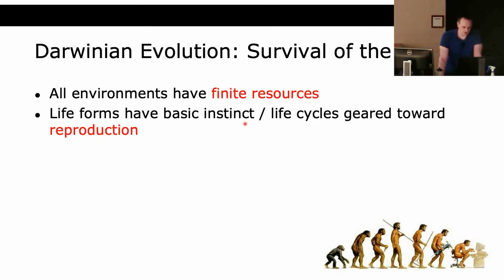All life forms have some basic instinct or a life cycle geared toward reproduction, right? The secret to life, the meaning of life, if you've ever been searching for that, is basically kind of depressing. It's just that whoever reproduces, there's more of them, right? That's why we're alive, because our parents reproduced. And they're alive because their parents reproduced.